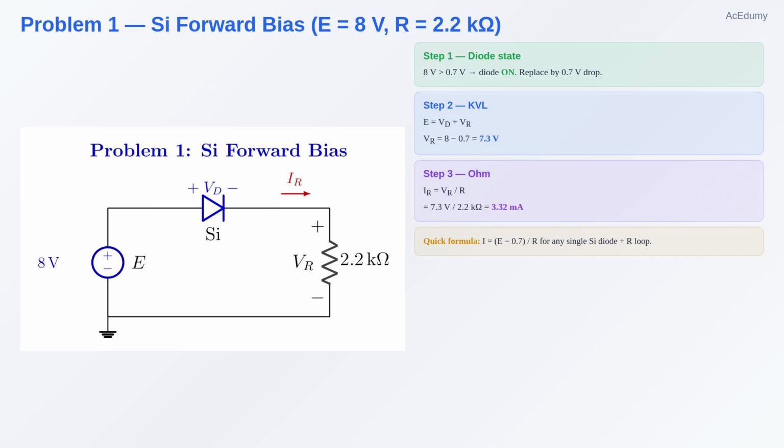Step 2. Apply Kirchhoff's voltage law around the loop. 8 volts equals VD plus VR. So VR equals 8 minus 0.7, which is 7.3 volts. Step 3. Ohm's law on the resistor. IR equals VR divided by R, which is 7.3 volts divided by 2.2 kiloohms. That gives us 3.32 milliamps. 3 answers, 3 lines of work. And here is the formula you will use over and over. I equals E minus 0.7 all divided by R.